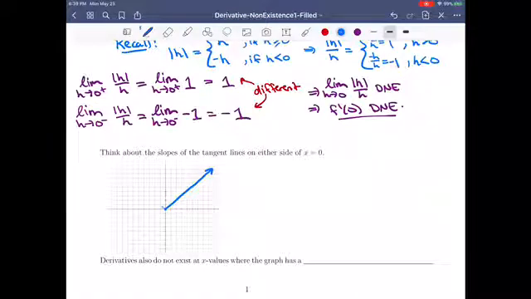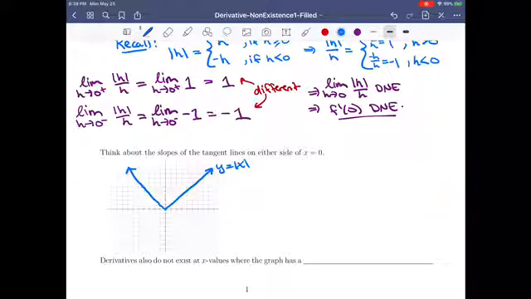Okay, so it looks like this. This is y equals absolute value of x, or f of x is absolute value of x. Now, if you think about the tangent lines, if we're bigger than 0, remember the tangent lines for a linear function are just the linear function. So they follow this line. No matter where we are on this line, it's the same tangent line. So these tangent lines all have slope equal to 1.